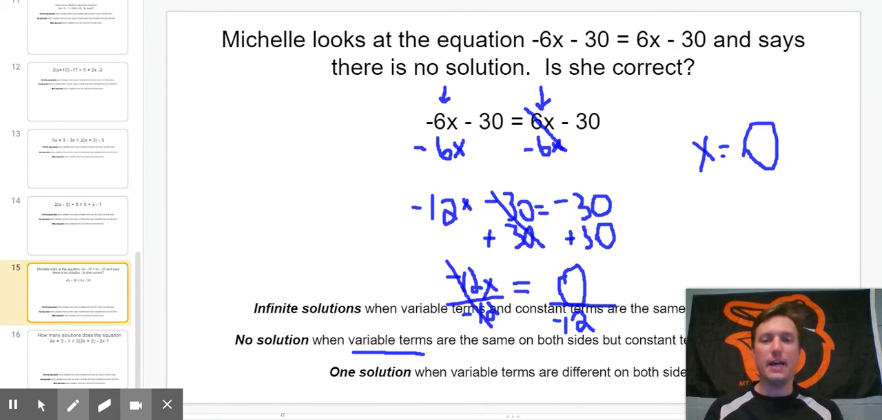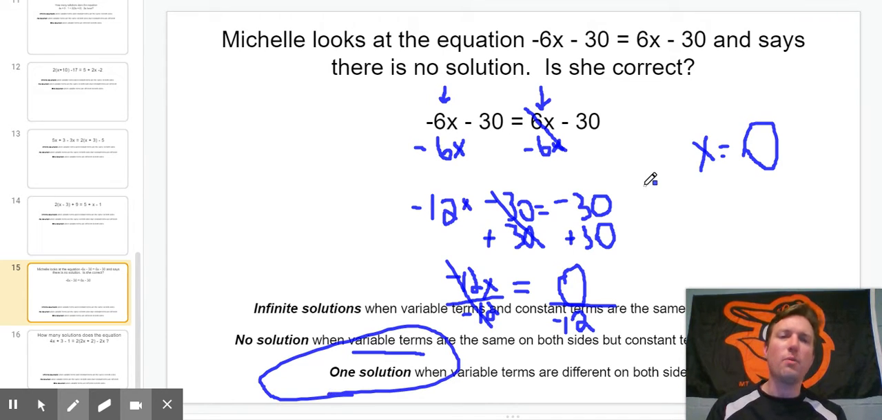It actually does have a solution. It only has one solution, but the one solution would be 0. So maybe that's what Michelle was thinking here, that it's not that it doesn't have a solution at all, but that the solution would be 0.